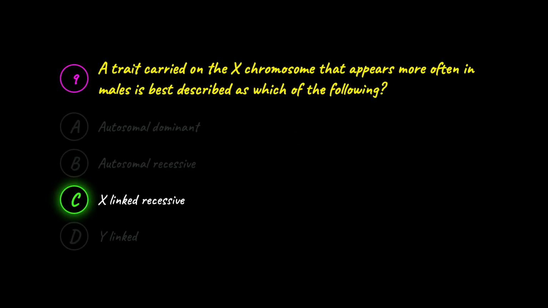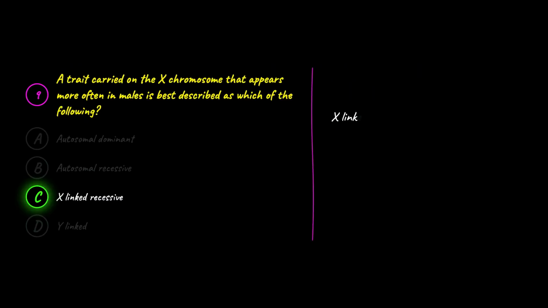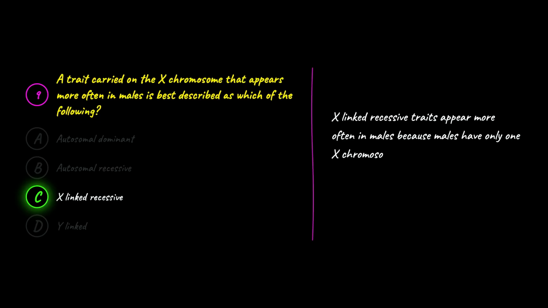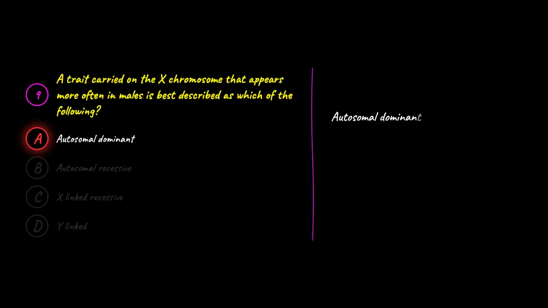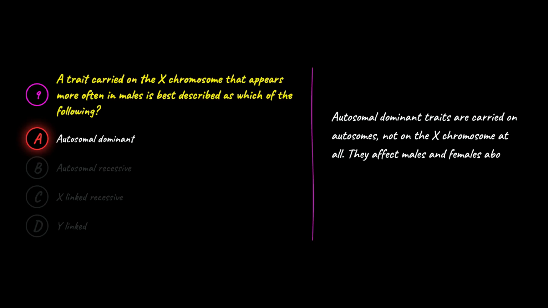The correct answer is C. X-linked recessive. C is correct because X-linked recessive traits appear more often in males, because males have only one X chromosome in their cells. A single recessive allele on that X is enough to produce the trait. A is wrong because autosomal dominant traits are carried on autosomes, not on the X chromosome at all. They affect males and females about equally, so they do not match the pattern of male predominance described.